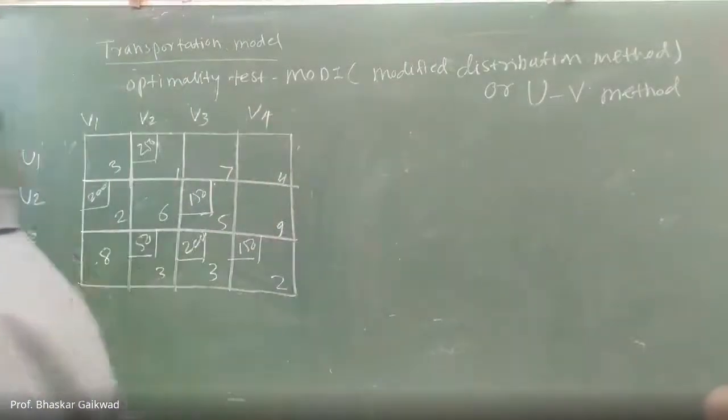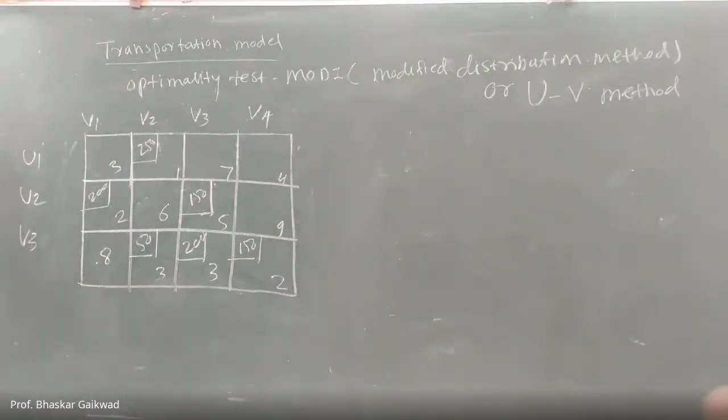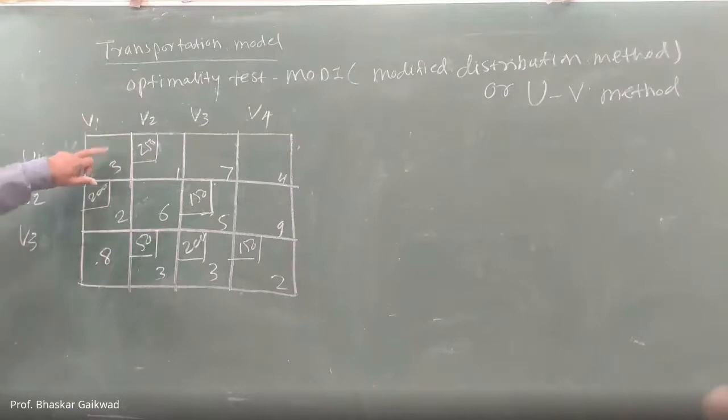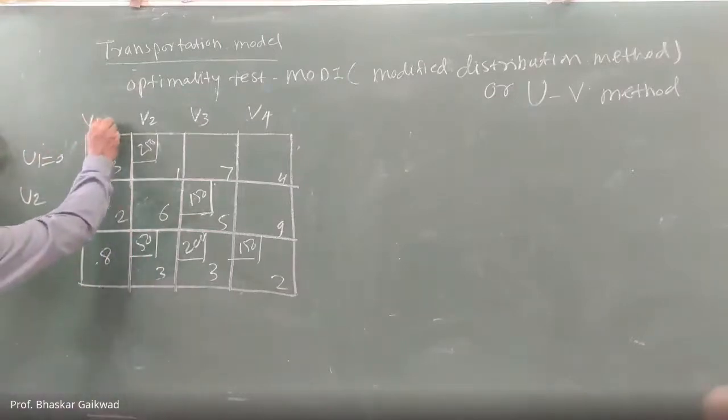Calculate this value. Initially, U1 you have to consider 0. So this plus this is equal to 3. So here it is U plus V, that is equal to V0 is equal to Cij. Cij means this. So this plus this is equal to this, so here it is 3.